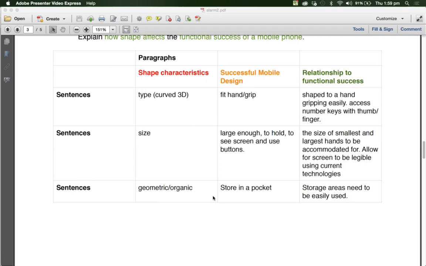However, to explain the relationship, you need to go shape to a hand, gripping easily, access number keys with thumb and finger. So we're starting to really talk about the details in that. What I'm trying to show you here is, firstly, how you'll get your marks, but also how to probably structure an answer. You can see that this is going to be sentences based on that topic, or they could be paragraphs, where we're mentioning the type of shape, the size of the shape, the geometric or organic nature of the shape. And then you expand it out with more detail.